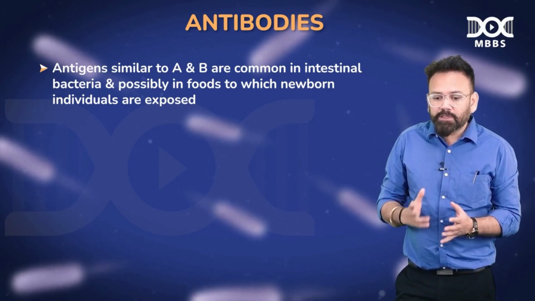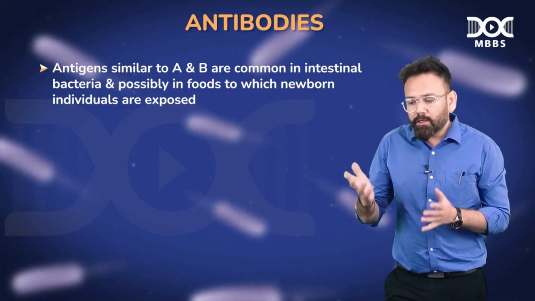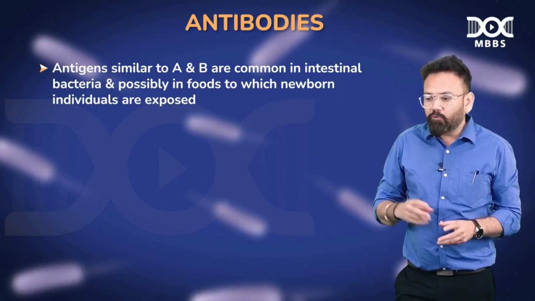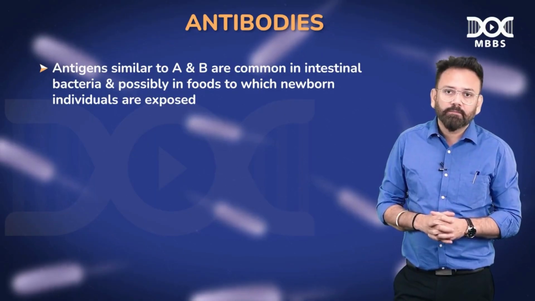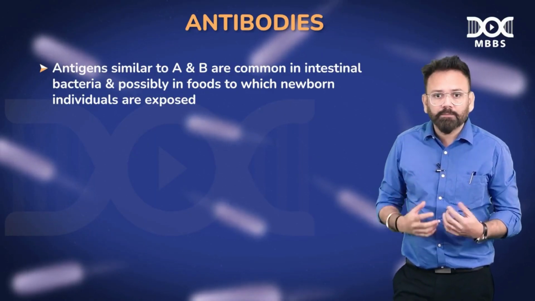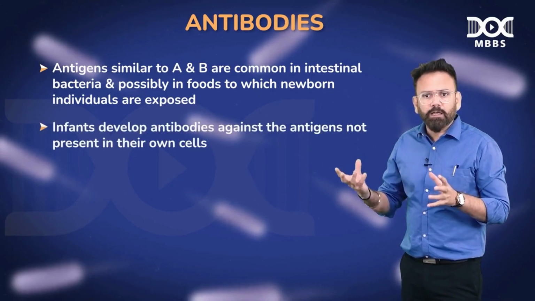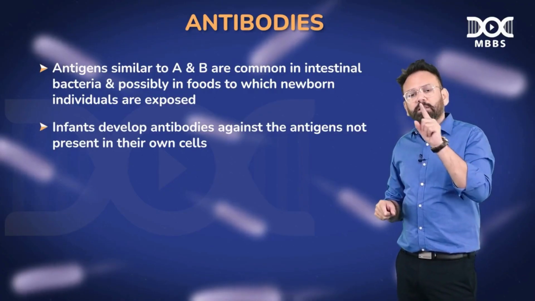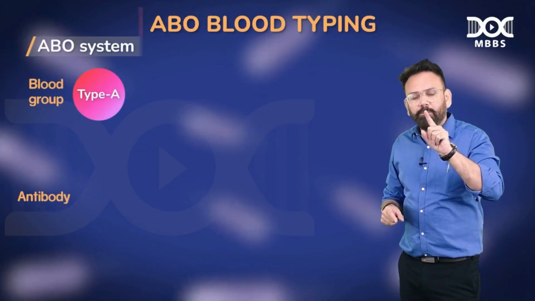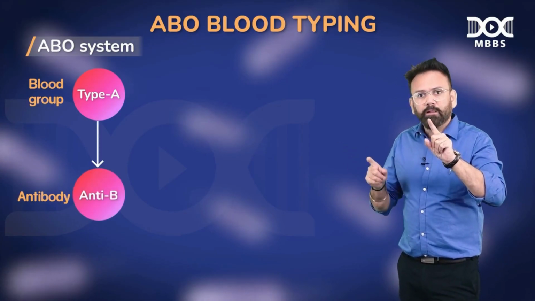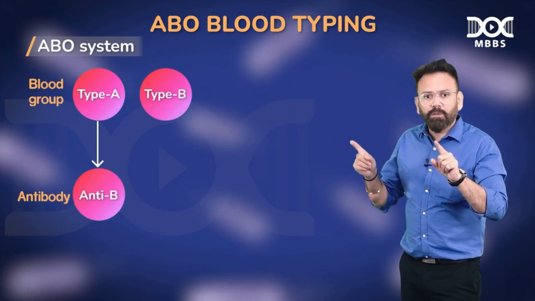In one of the examinations I have seen, this question was asked to every UG student, and only one student gave the correct answer. These points are very relevant. Therefore, infants rapidly develop antibody against the antigen which is not present on their cells. If it is A blood group, antibody will be B. If it is B blood group, antibody will be for A.